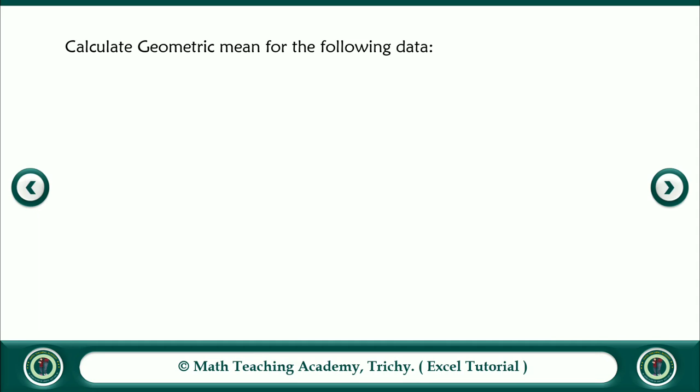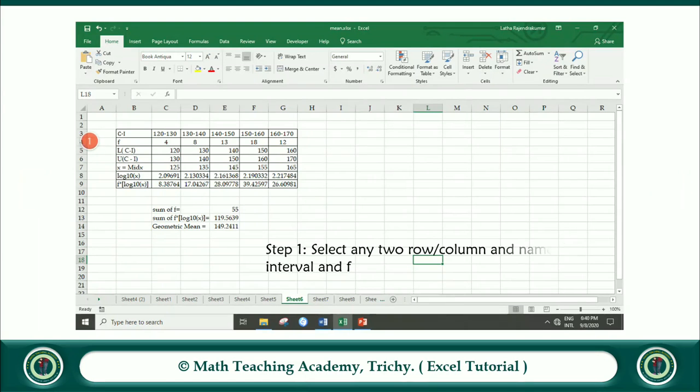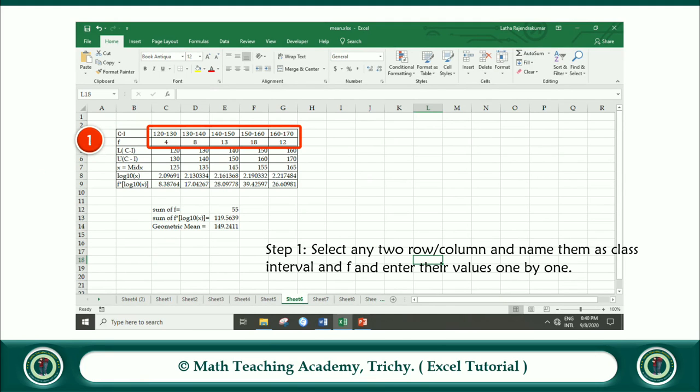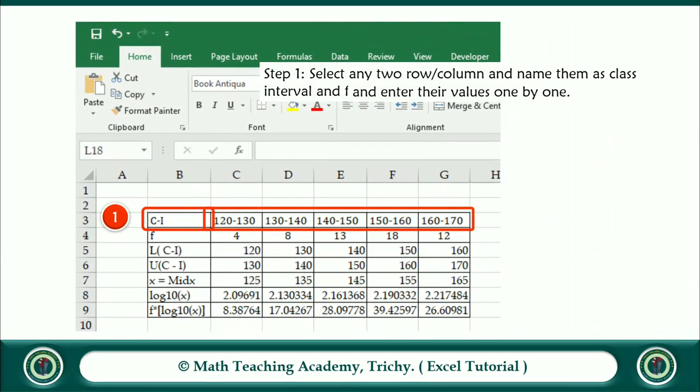Have a look at this example. Class intervals and its corresponding frequencies are given. Here we have to find the geometric mean. Step 1, select any two row or column and name them as class interval and f and enter their values one by one. Here we have selected the cell and named it as CI and entered their values one by one.